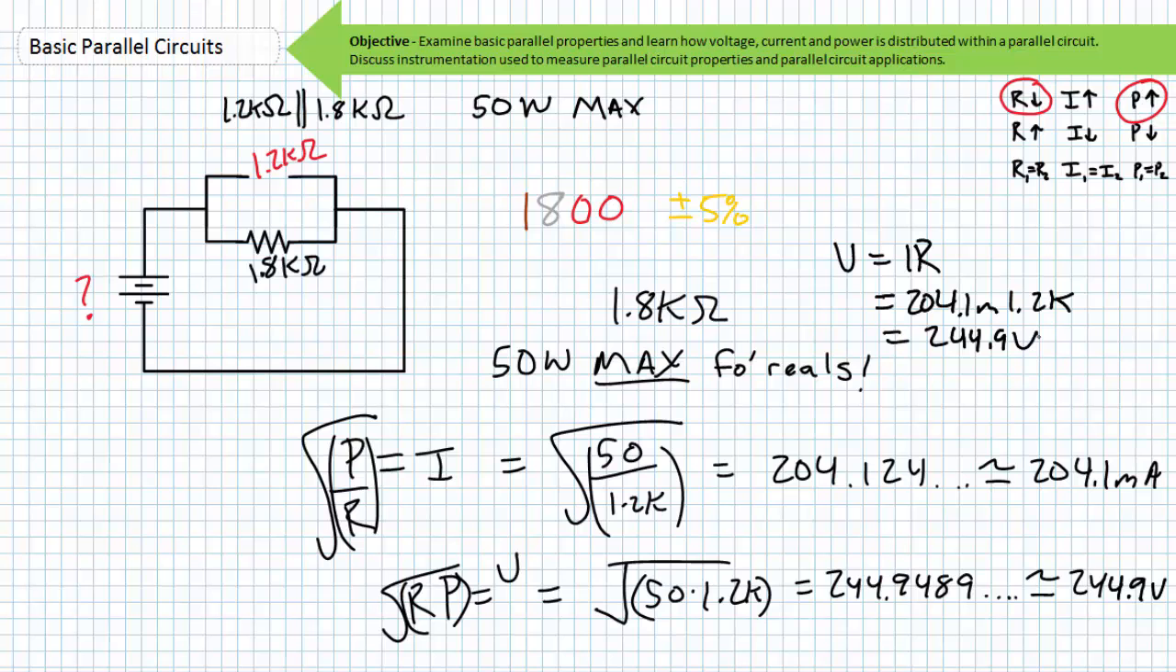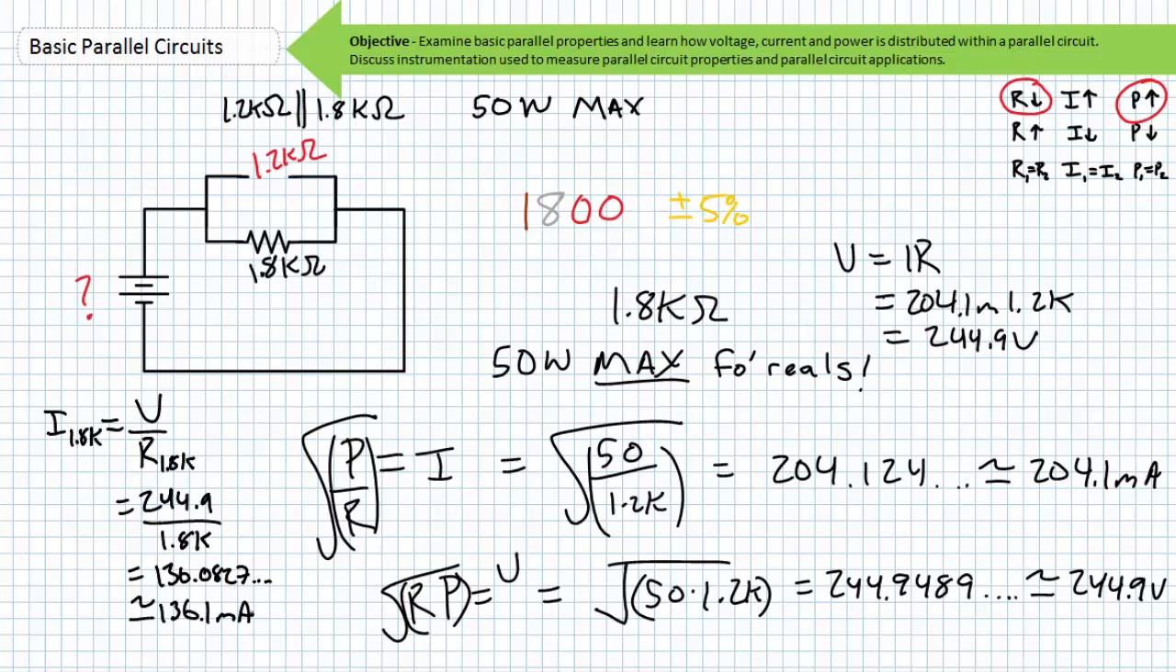Now we know the voltage across and the current through one of the resistors in our previously two resistor parallel network. Obviously, since this was a parallel relationship, that same voltage would have appeared across our surviving resistor. Via Ohm's law, the current drawn by this resistor is the voltage across it divided by resistance, 244.9 volts divided by 1.8 kilo ohms yields a current draw of approximately 136.1 milliamperes.